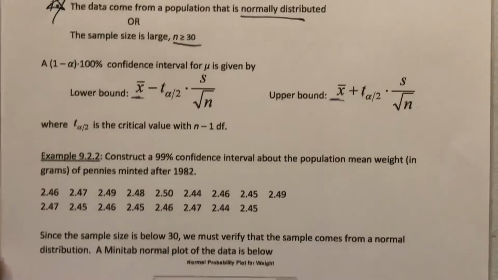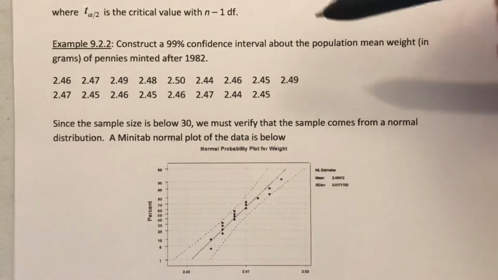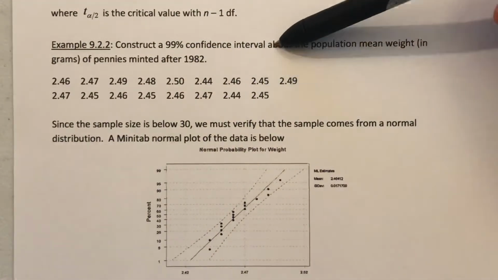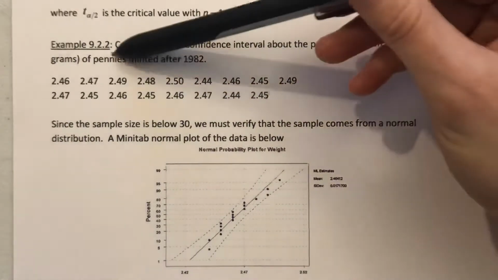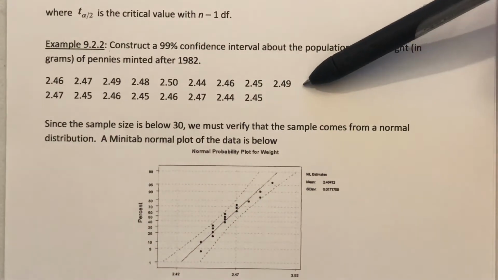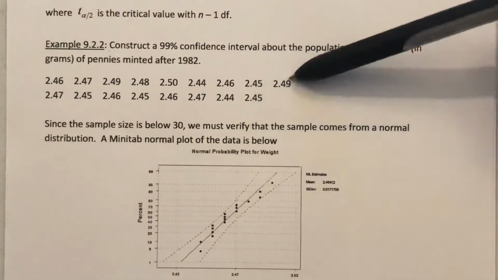Let's go ahead and introduce the problem on this page, and we'll actually jump into the work on the next page, so we have room. Construct a 99% confidence interval for the population mean weight of pennies minted after 1982. And here's our sample. Okay, so we took a sample of size what? 2, 4, 6, 8, 10, 12, 14, 16, 17.